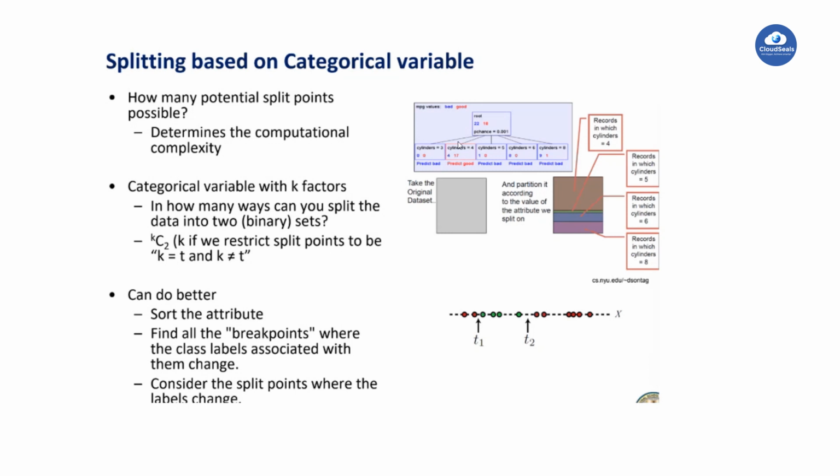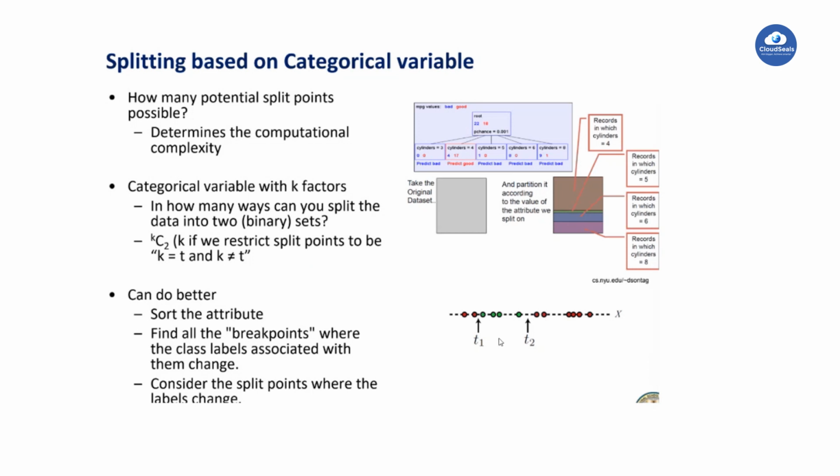Why? Because if you restrict it, for example, instead of taking these 5, if you split it at 3 points or 2 points, what will happen? Some information we will lose. That's why we can do better: sort the attributes and find all breakpoints.